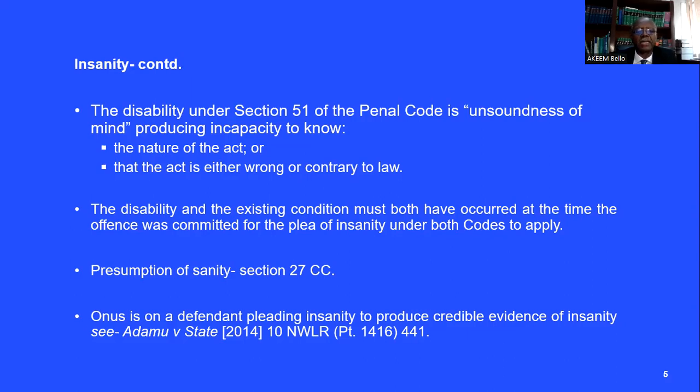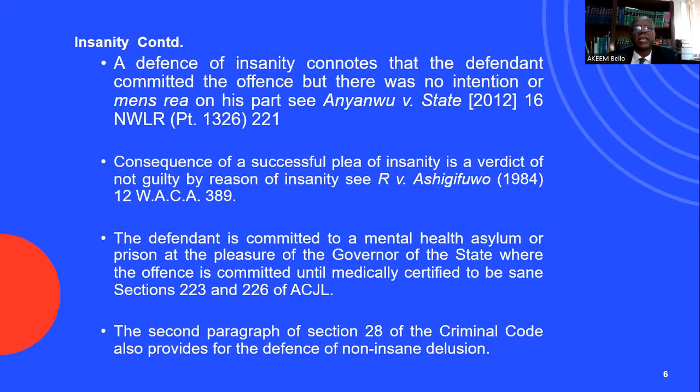So you can see the case of Adamo and the State, 2014-10 NWLR, part 1416 at page 441. A defense of insanity connotes that the defendant committed the offense, but there was no intention or mens rea on his part. Because as at the time he committed the offense, he was laboring under a disability which causes an existing condition that makes it impossible for him to act freely, to be in control of his capacities. So it connotes that the defendant committed the offense, but there was no intention of mens rea.